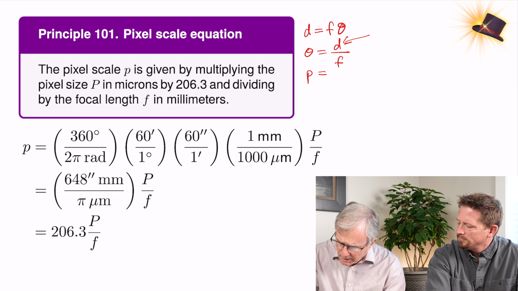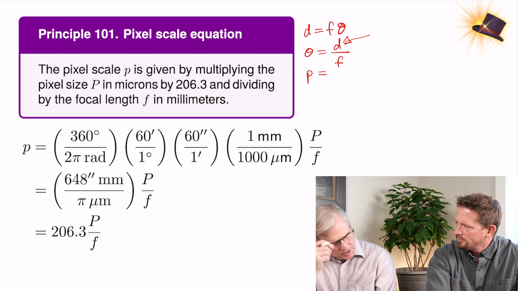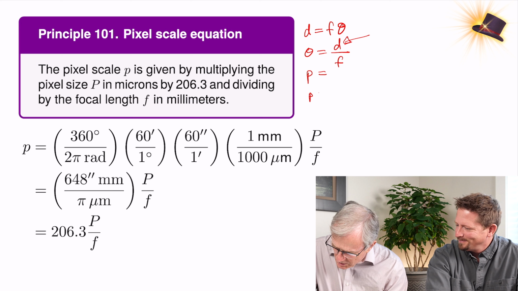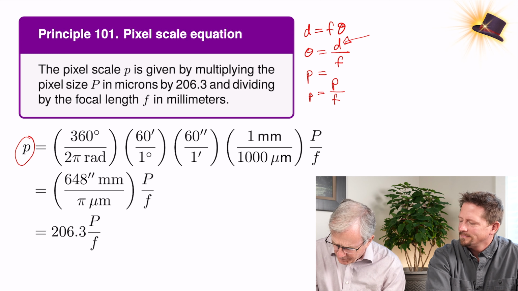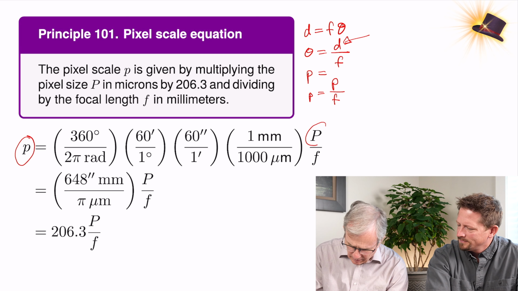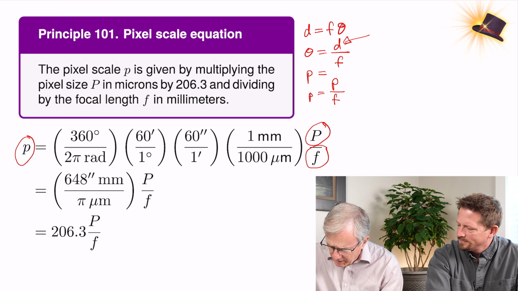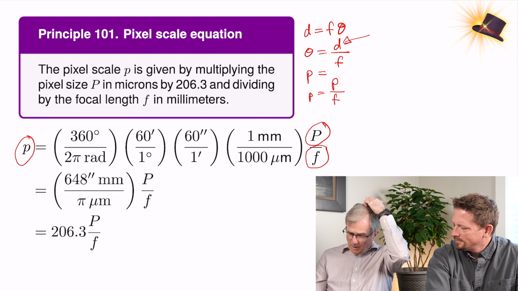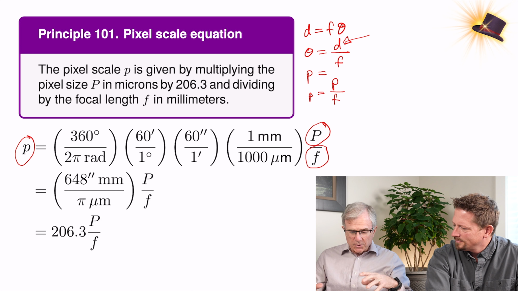And then we're going to say the size of the object on the sensor, we're going to just apply that to a single pixel. And the size of a single pixel is called the pixel size, big P, measured in microns, right? So little p equals big P over F. So that's exactly what we have right here. The pixel scale equals big P divided by F. So that gives the basic relationship between those three objects.